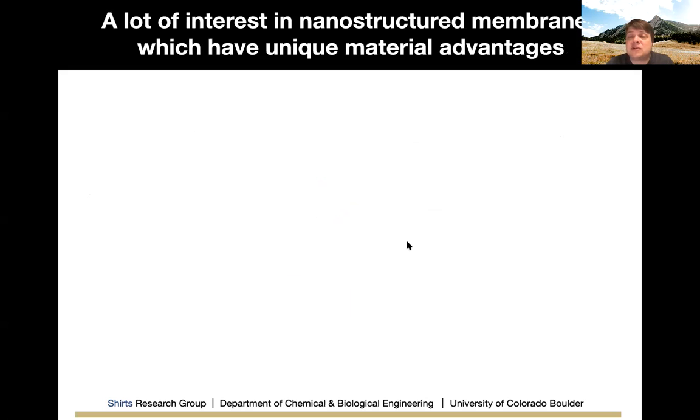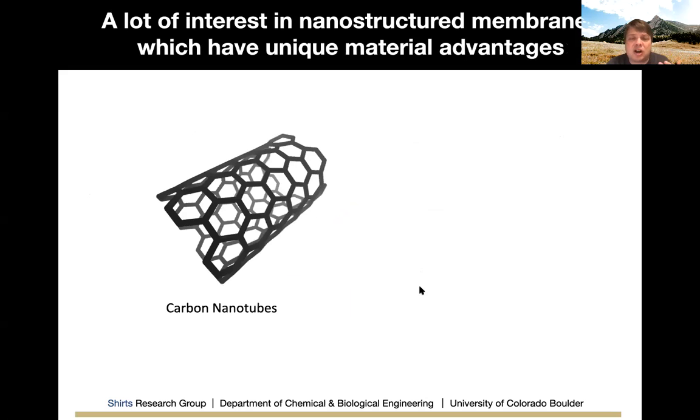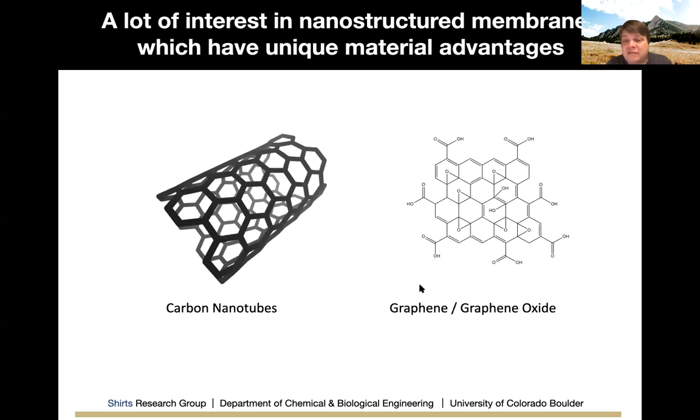There's been a lot of interest over the last 10 years in nanostructured membranes, which have unique material advantages because of the very precise sizes that one has. There are carbon nanotubes and graphene oxides. These are all different molecules with interesting properties that people have played around with. But for all of these, there are a lot of formulation issues: aligning carbon nanotubes, getting the right pores in the right places with the right functionalities for graphene or graphene oxide. So I'm going to be talking about a different platform for separations technology.